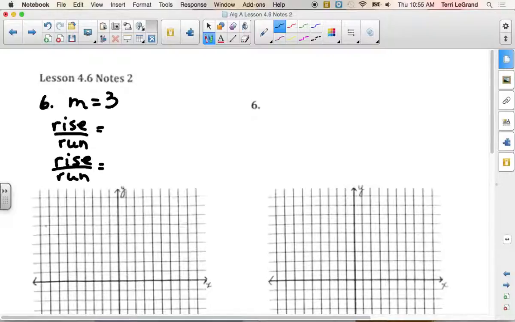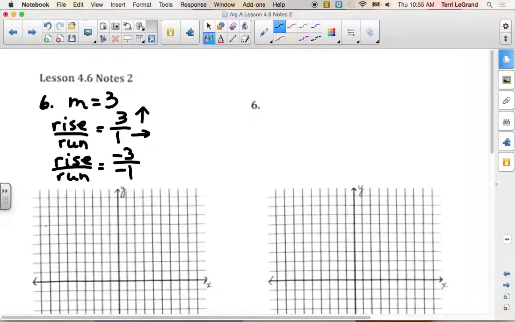So what are the two ways we can do a 3? What's one of them, Dakota? 3 over 1, thank you. So we would go 3 up, let's start doing that, maybe we don't have to write so much. 3 up and 1 right. Okay. Josh, what's the other one?